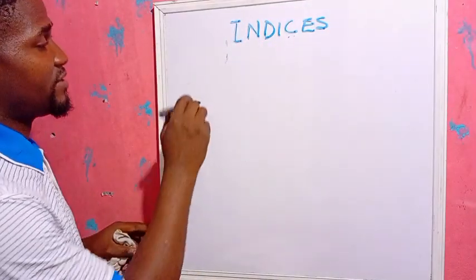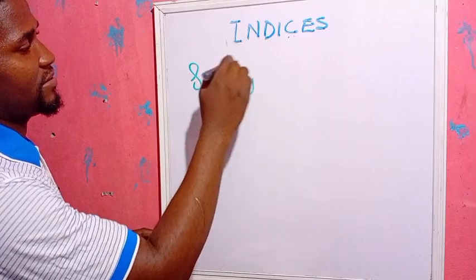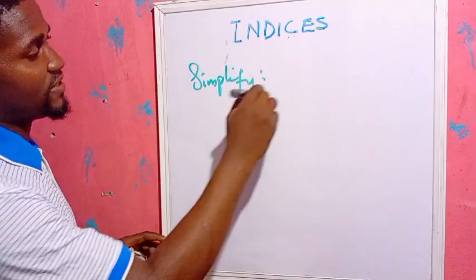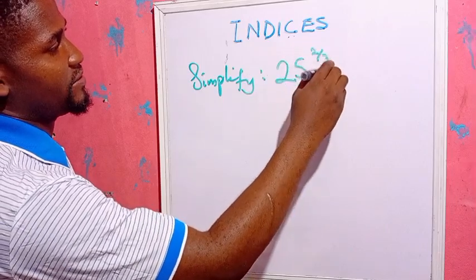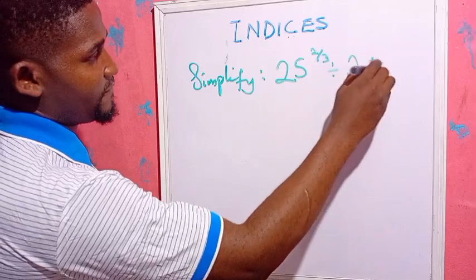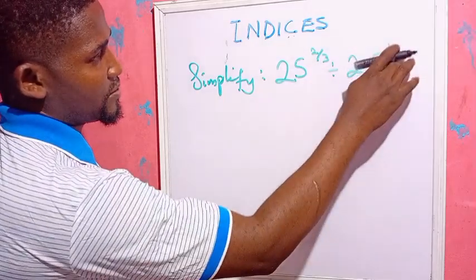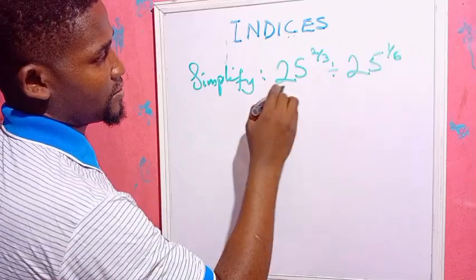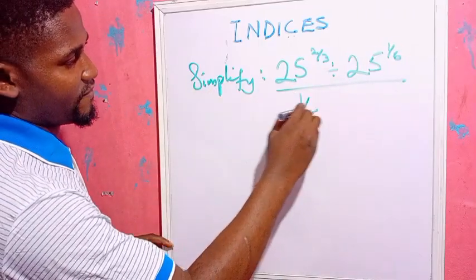The question says simplify 25 raised to the power 2 over 3, divided by 25 raised to the power 1 over 6, over 1 over 5.